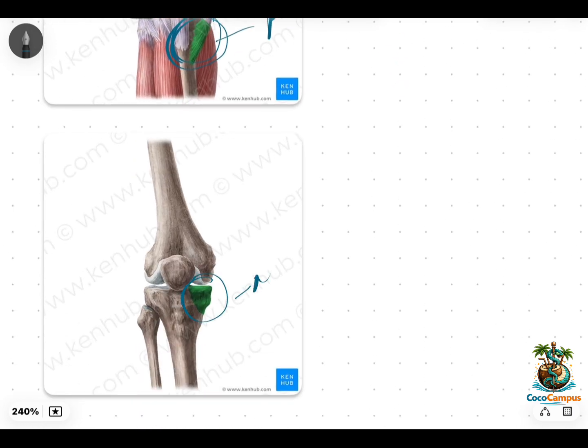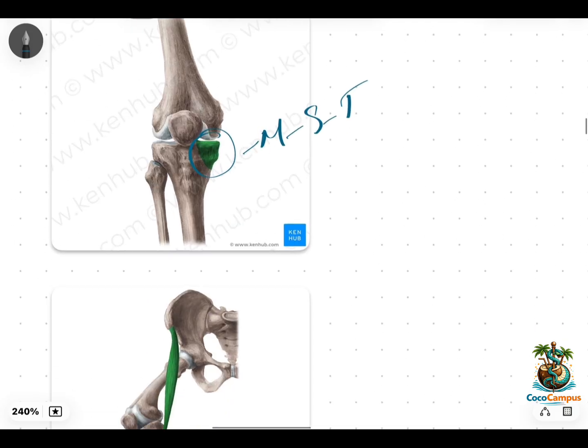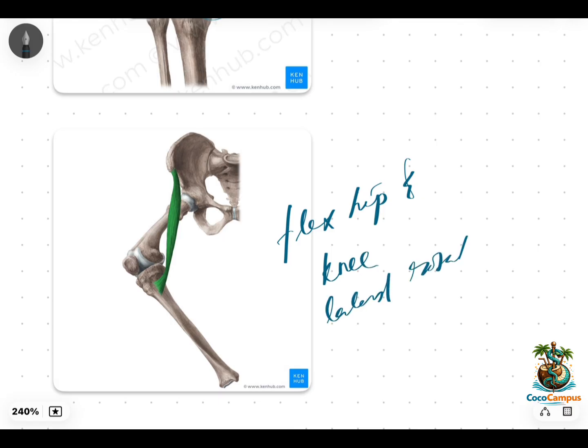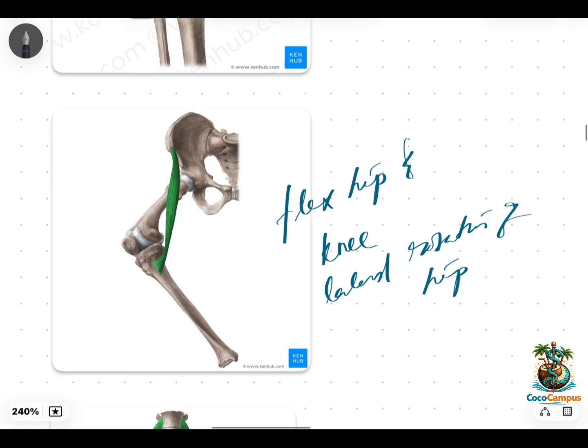Okay, and what does the sartorius muscle do? It helps flex the hip and knee, and also lateral rotation of the hip. Okay, so let's go on towards our next muscle, the iliopsoas muscle.